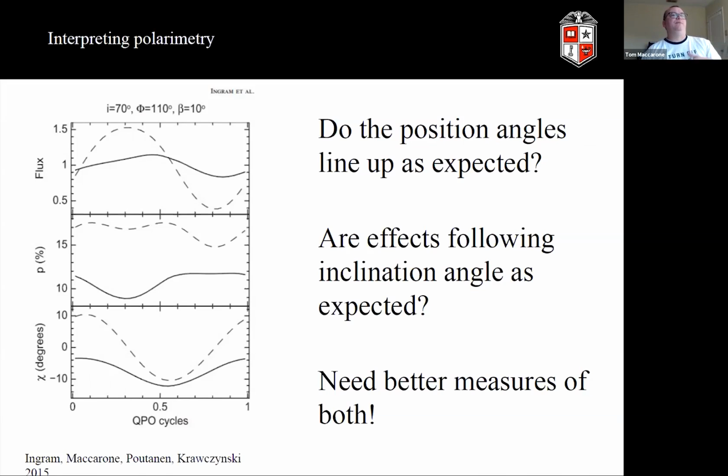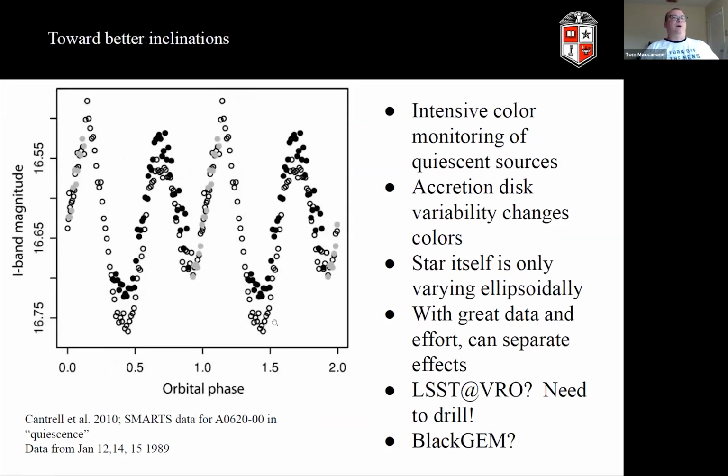Now, one of the things that you want to understand is, do the position angles line up as you expect between what's going on in the polarized data and what's going on in the plane of the sky? And are the effects following the inclination angles of the X-ray binaries in the way that you expect them to? So if you get a large number of measurements, are you seeing amplitudes and changes in polarization for QPOs varying with inclination angle in the way that the models predict? And in order to really do this, we need better measurements of both of these, especially the position angles. All right, but I'm going to talk about the inclinations first.